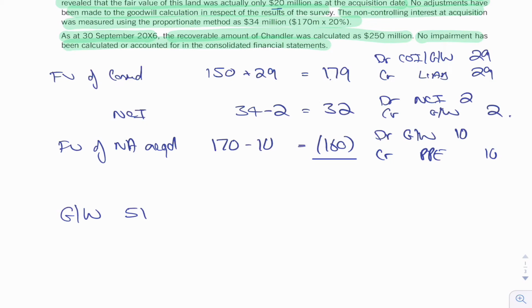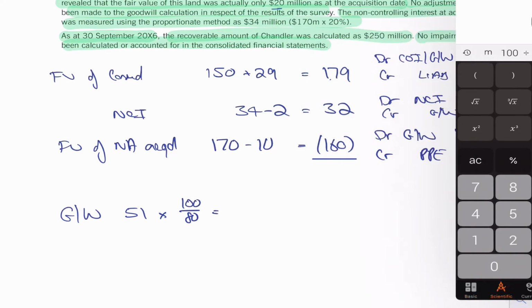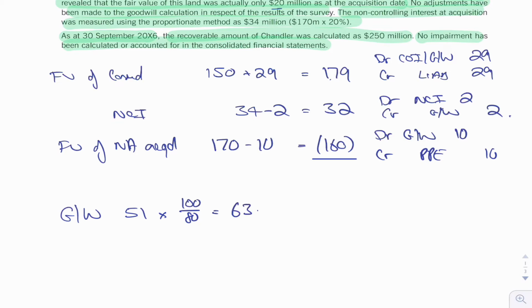Now, when it's the proportionate method, I need to gross it up. It represented 80%, I need to gross it up to 100%. So I want to see what the whole of goodwill is. So times by 100 over 80. I am doing proportionate, but I'm just therefore seeing what the full amount of goodwill would be, which is 63.75.